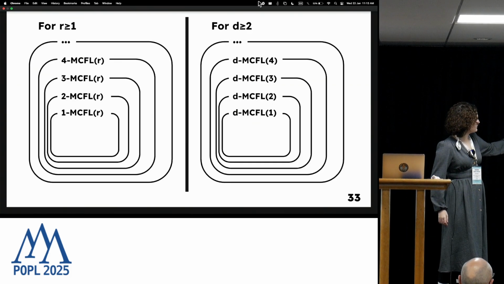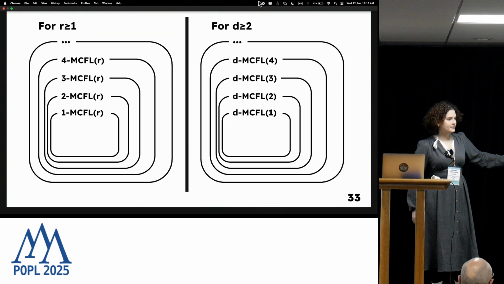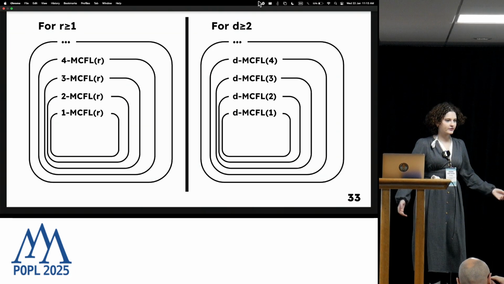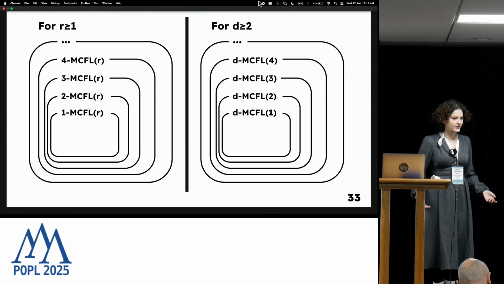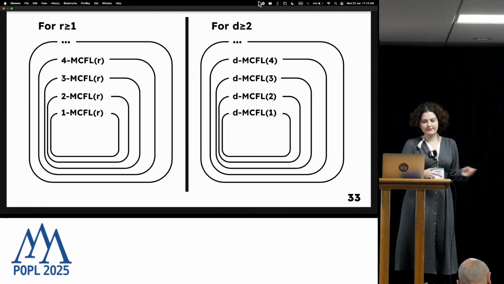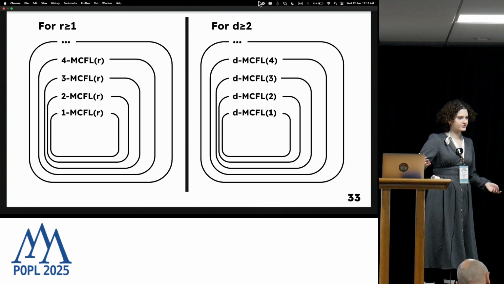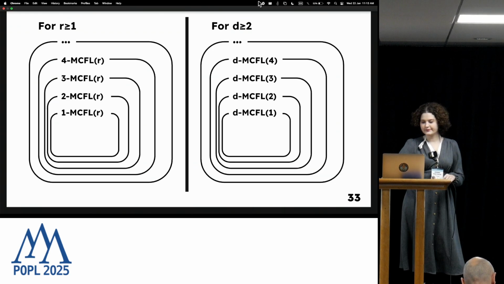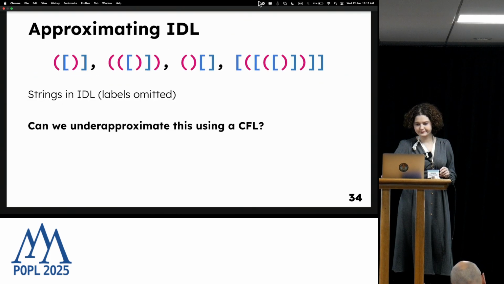So basically, for a fixed rank, the bigger the dimension, the more expressive our language is, the more languages we can represent. And if we fix the dimension, the bigger the rank, the more languages we can represent. So we have these 2 hierarchies here.